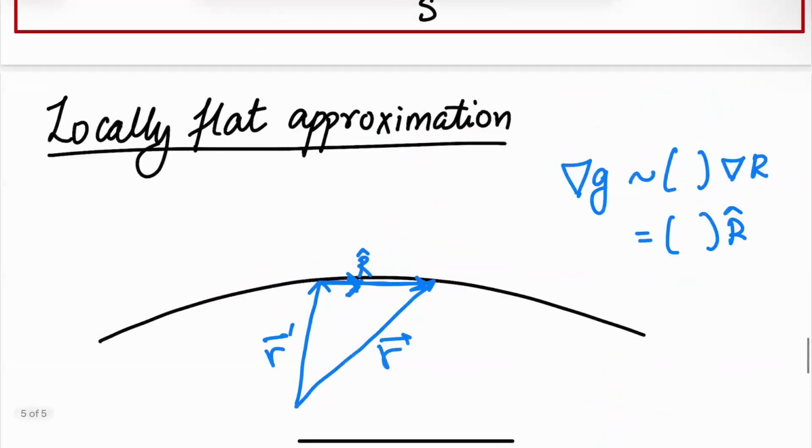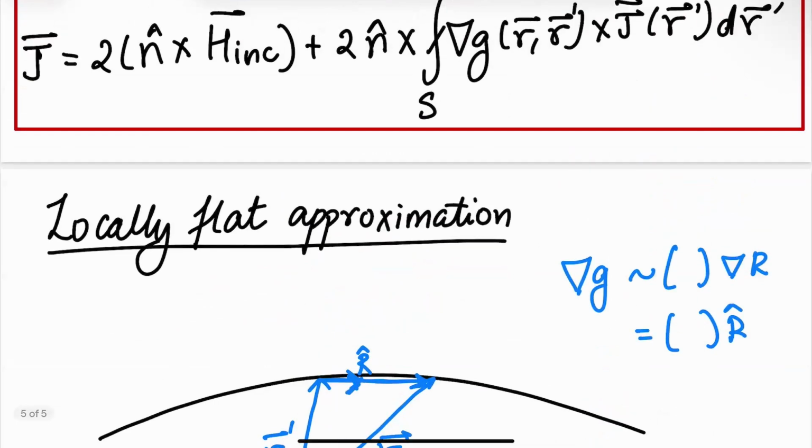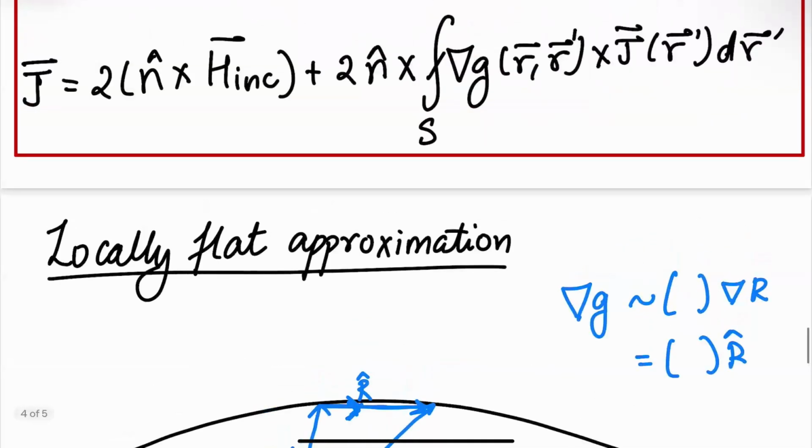Okay, so under that condition, your R hat is kind of along the tangent, right? It's kind of along the tangential component, which means this one is kind of tangential, which means this is along n hat, right? Because both J and this are not tangential. And if this is along n hat, then this whole thing goes to zero because you have n hat cross n hat, which is zero. Right, so essentially under the locally flat approximation, you can ignore this contribution.